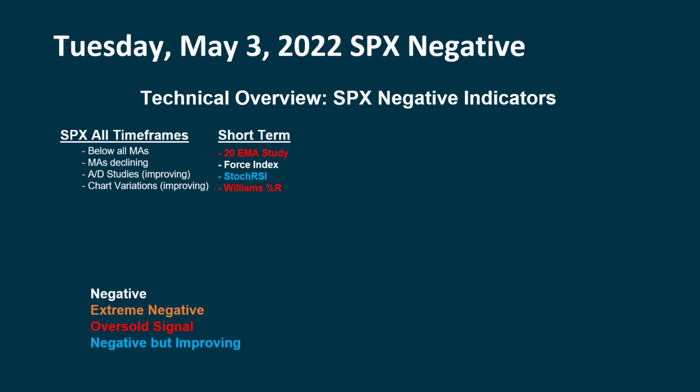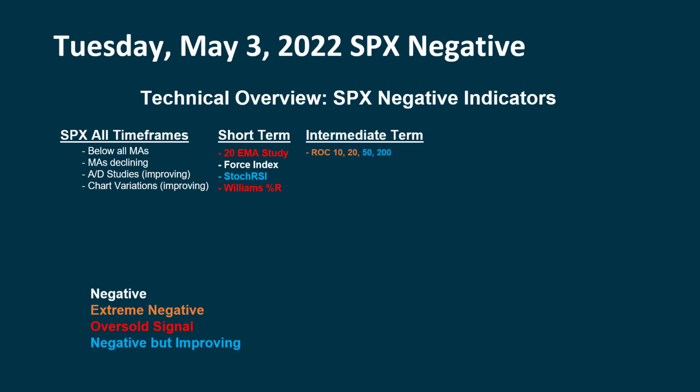The force index continues to be negative. That's what white is. The Stochastic RSI, that's blue. That's the new color for today. That's when we're negative but improving. So it's bouncing up a little bit, but it's still negative overall. And the Williams percent R also generated an oversold signal.